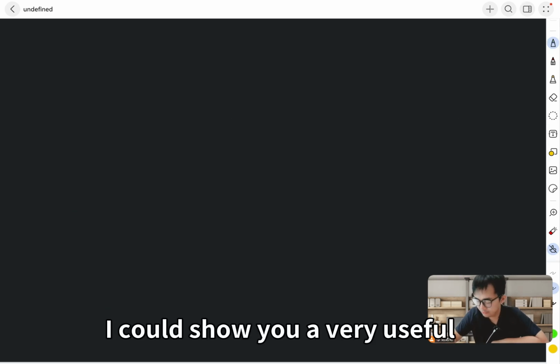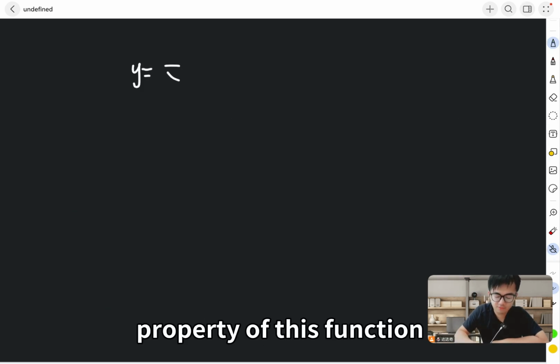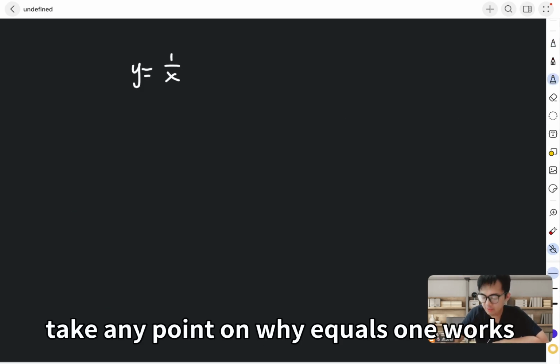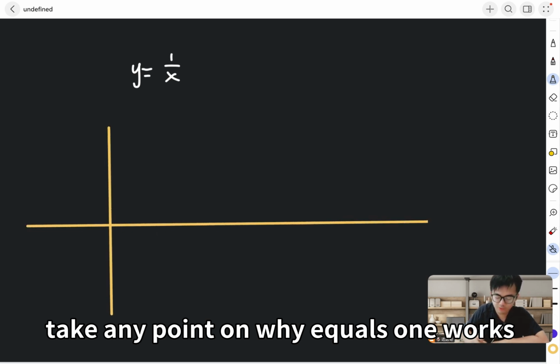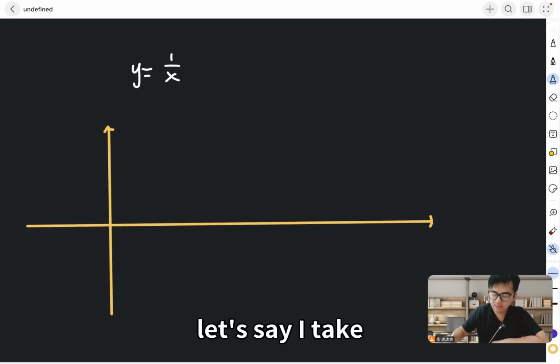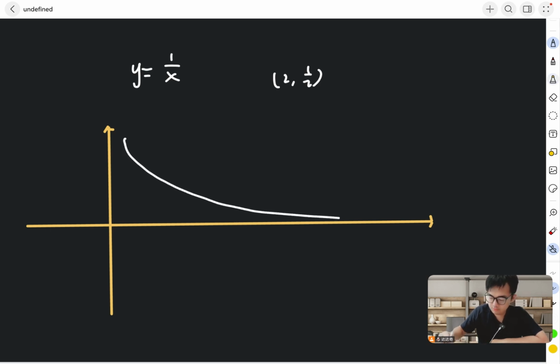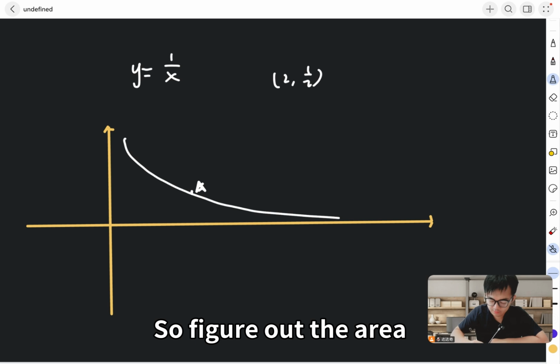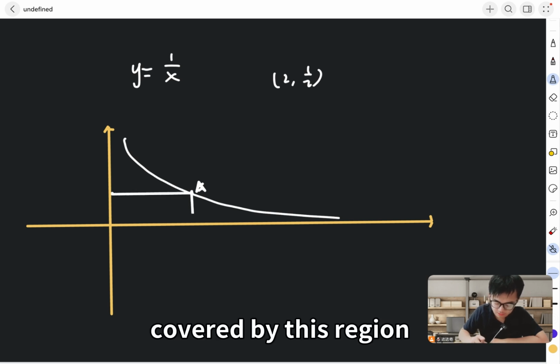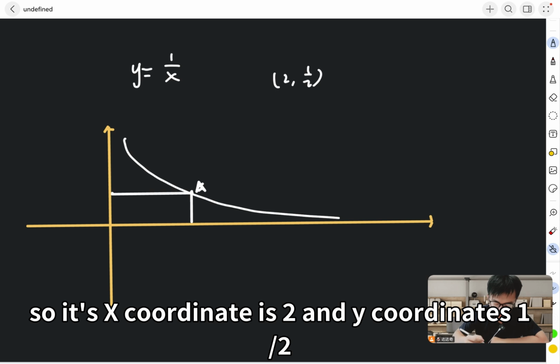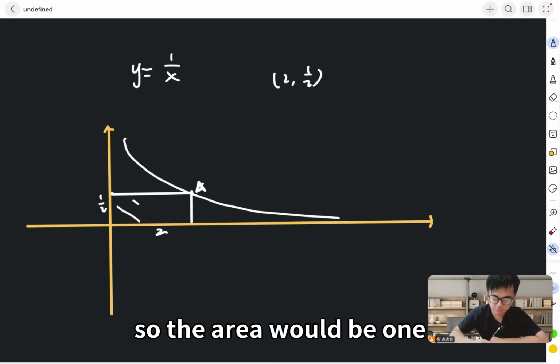I could show you a very useful property of this function. Take any point on y equals 1 over x. Let's say I take 2, 1/2 on this point. It's point A. So figure out the area covered by this region. Its x coordinate is 2 and y coordinate is 1/2. So the area would be 1.